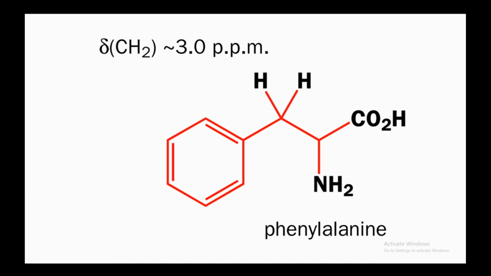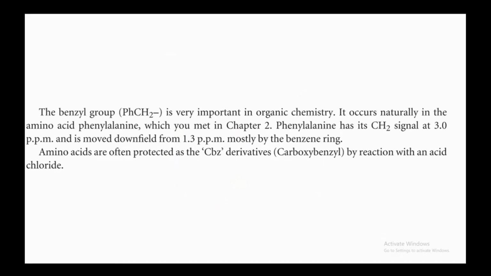This is the benzylic CH2, which appears at approximately 3 ppm. This is a phenylalanine amino acid. The benzylic group PhCH2 is very important in organic chemistry. It occurs naturally in the amino acid phenylalanine, which you met in chapter 2. Phenylalanine has its CH2 signal at 3 ppm, moved downfield from 1.3 ppm mostly by the benzene ring.